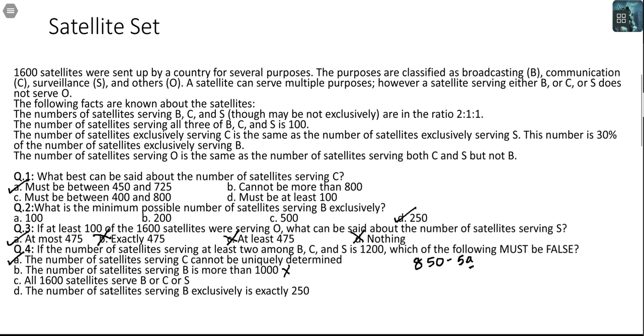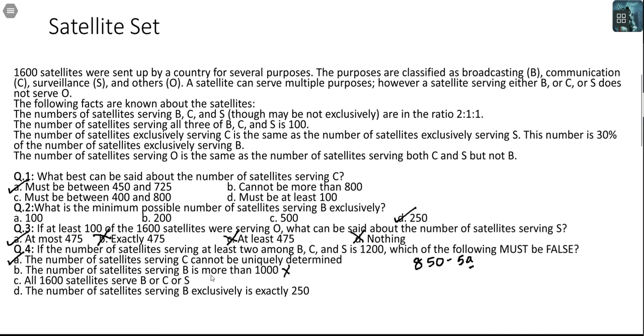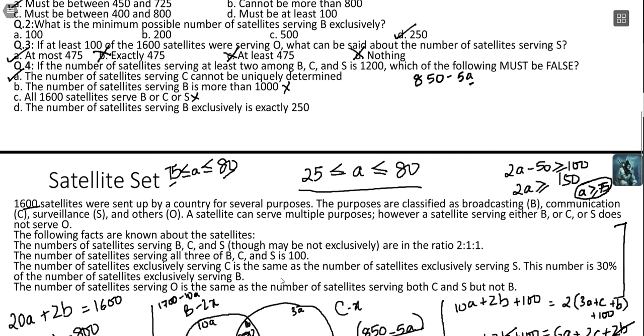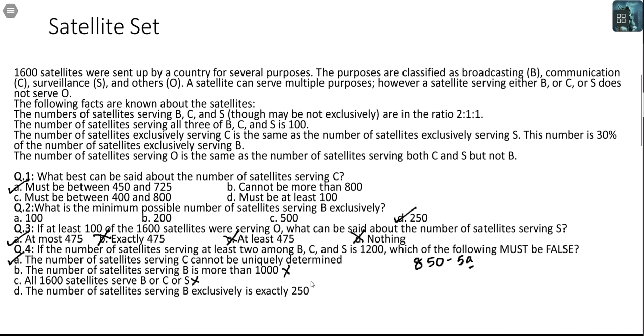All 1600 satellites serve B or C or S. Yes, all 1600 satellites do indeed serve B or C or S. So this is also not false. The number of satellites serving B exclusively is exactly 250. Yes, this is also not false, because the number of satellites serving B exclusively is 10a, and the value of a has been asserted to be 25. So this is also not false. Therefore, our answer to this question will be option A.